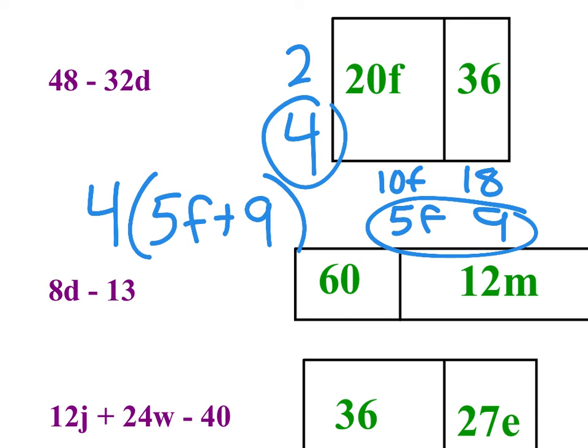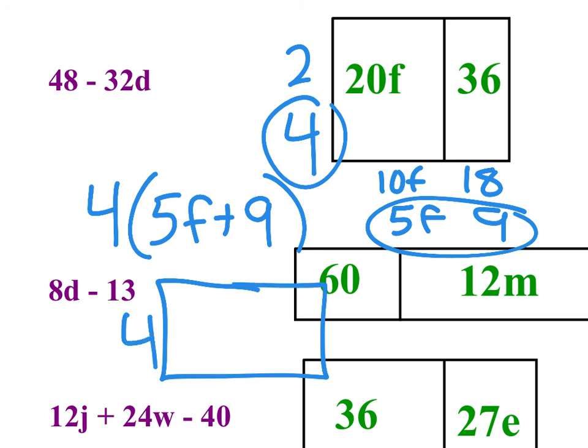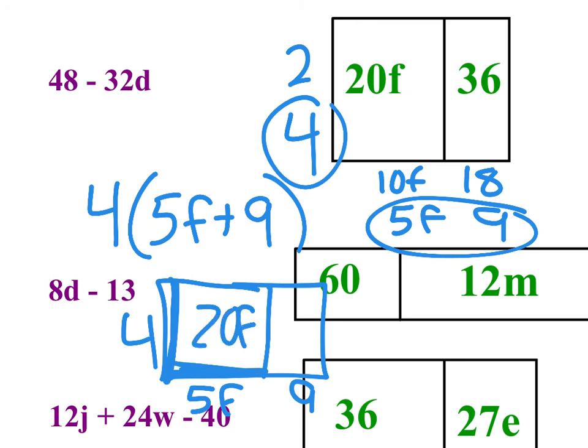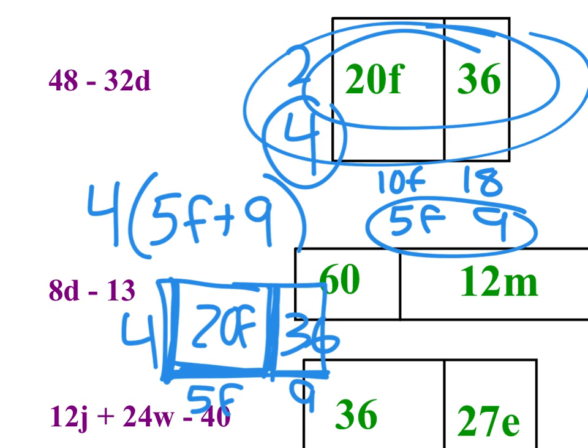And you can think about that as if you actually had this rectangle where this was a 4, and this distance right here was 5f, and this distance was 9. If I wanted to find the area, I would take 4 times 5f to find this piece, which would be 20f. And I would take 4 times 9 to get this area, which would be 36. And we'd be right back to 20f and 36.